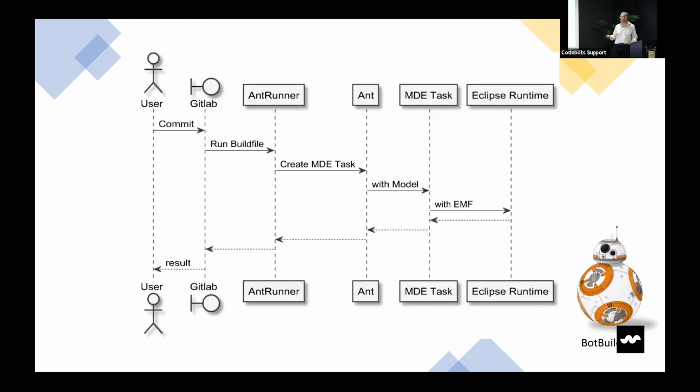And this is how the process works. I talked about you commit your file, then the Ant runner starts inside the container. It creates the Ant project. Then there is a model task. It works with EMF, and then it goes all the way back. We've called it the bot builder, and because in the company we've got lots of affinity to the most beautiful fantasy ever written for things happening in space, we got the ball rolling with this one.